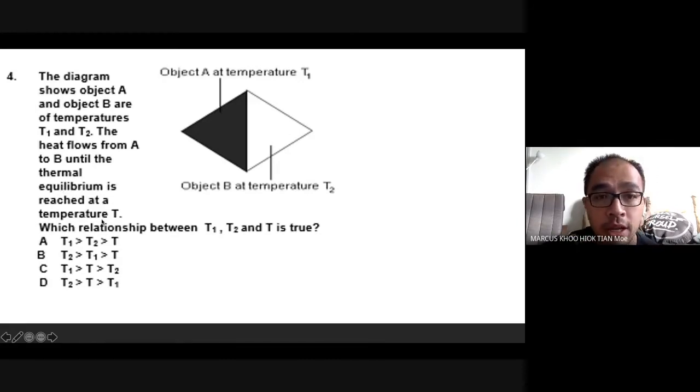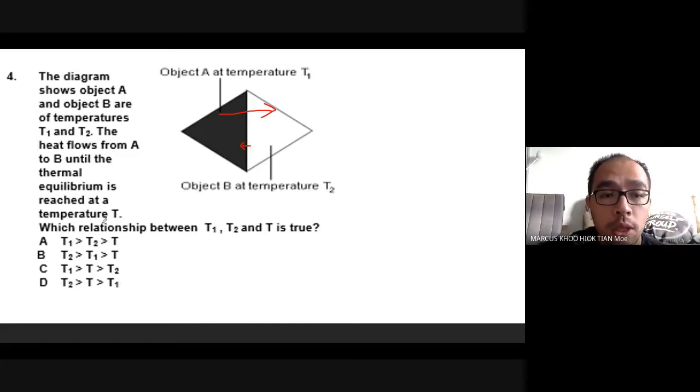Now, this is a very important thing. It says the heat flows from A to B, right? But does it mean there is no heat flow from B to A? There is. It's just not stated in this question. There is heat flow from B to A, except that the heat flow from A to B is very big, whereas the heat flow from B to A is very small and very tiny. There's always heat flow whenever two objects are touching. It's just who flows more.